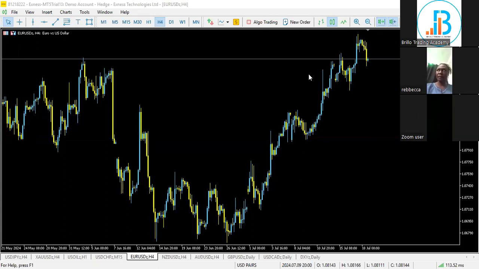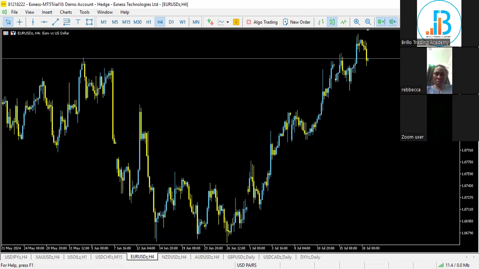So I want to start analysis on this pair. As you can see clearly, this is an uptrend. Please mute your mic, Best. All right, good. The reason this is an uptrend is because it has a series of higher highs and higher lows.